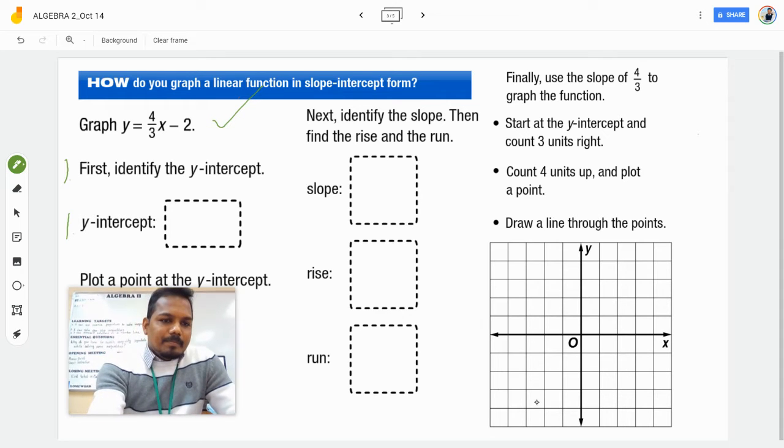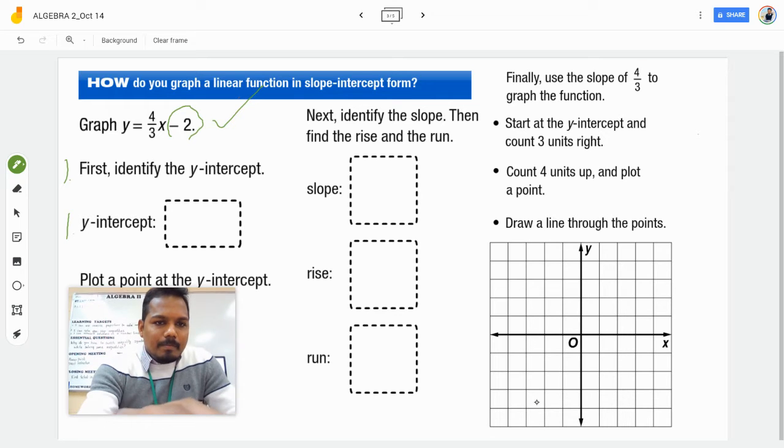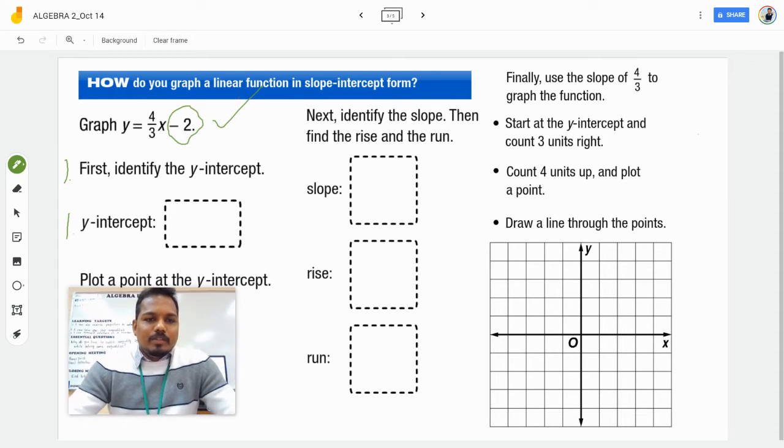Step 1. Identify the y-intercept from the given equation. Look at the given equation. We know that the constant on the right-hand side of the equation in slope-intercept form is the y-intercept. Therefore, the y-intercept of this function is -2.